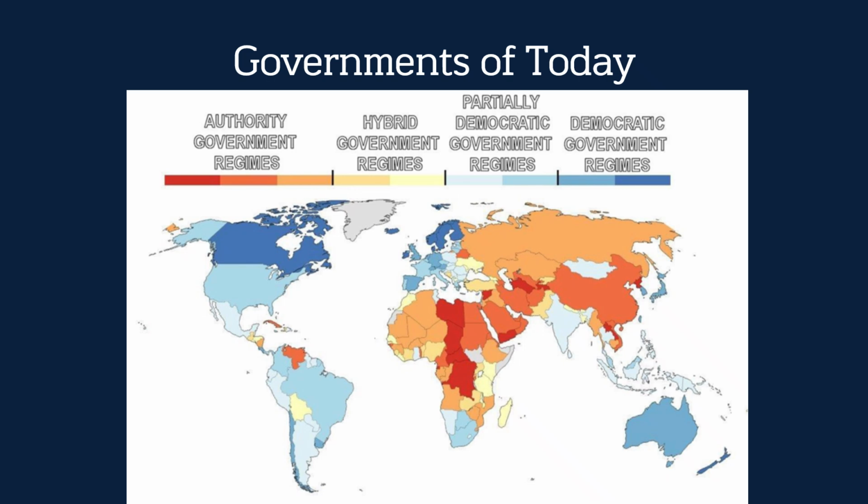Now you can see on this map the authority of government regimes going from most authoritarian to most democratic. You can see most of the authoritarian governments range within Africa, Southwest Asia, East Asia and Southeast Asia, and most of the Western Hemisphere, Europe, and several in Southeast Asia are going to lean more towards democratic governments.